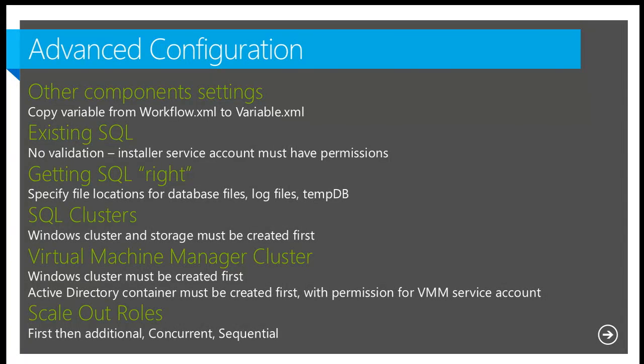Some scale-out roles, you can just install them all at the same time. Right? So Orchestrator runbook servers are an example of this. However, we treat them like the first one because the first one is considered the primary runbook server in Orchestrator, and so we want to be able to specify which one of those it is.